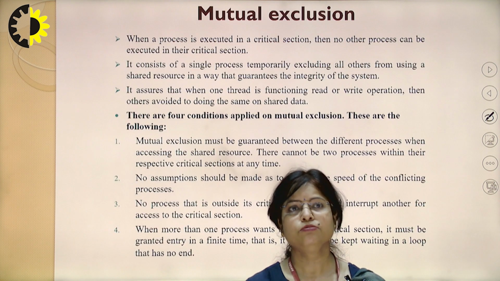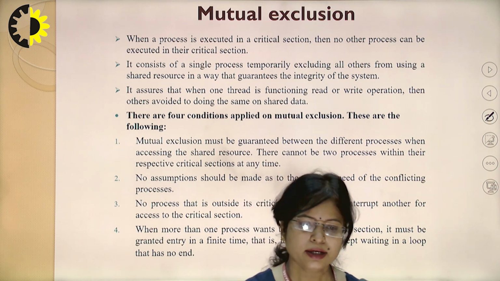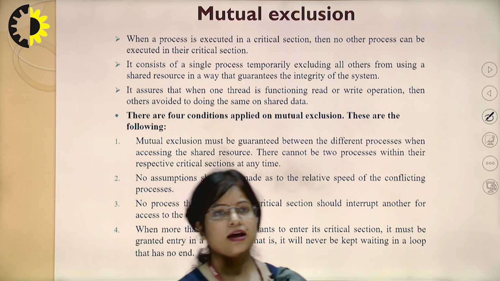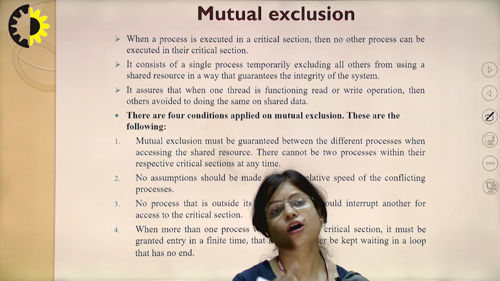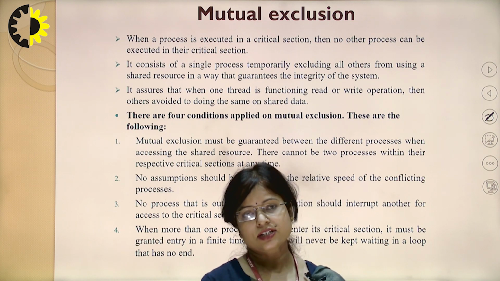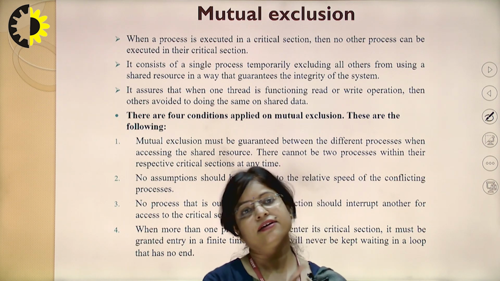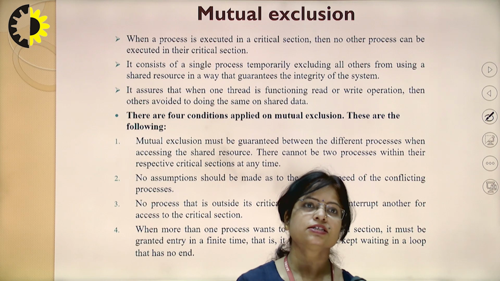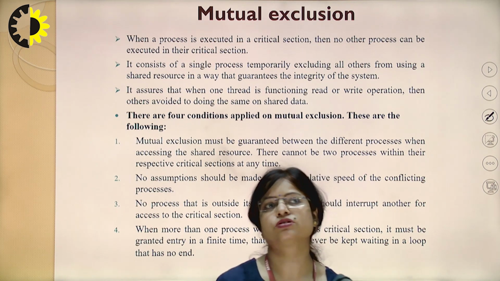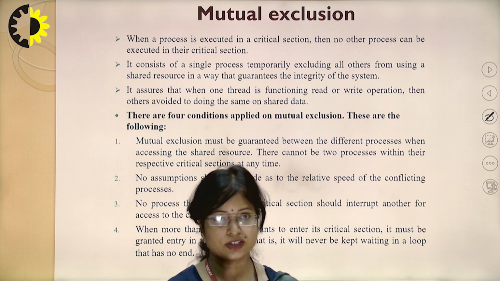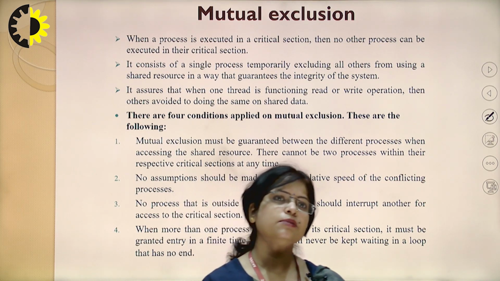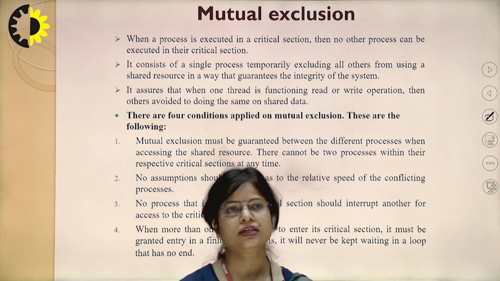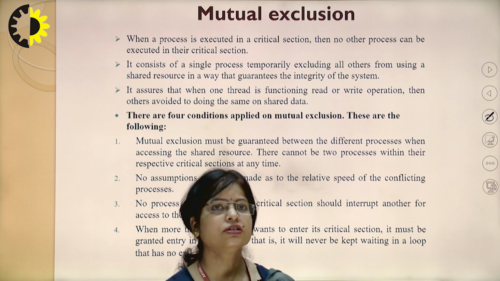The first condition is mutual exclusion. In simple words, what does mutual exclusion mean? Mutual exclusion means only one process is allowed to enter into the critical section, and no other process can enter at the same time. When a process is executing in its critical section, no other process can be executing in its critical section. It consists of a single process temporarily excluding all others from using a shared resource in a way that guarantees the integrity of the system.